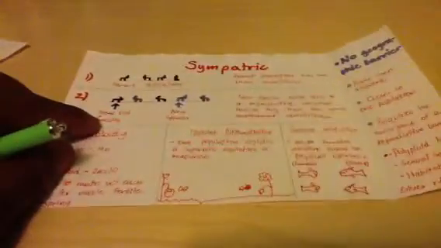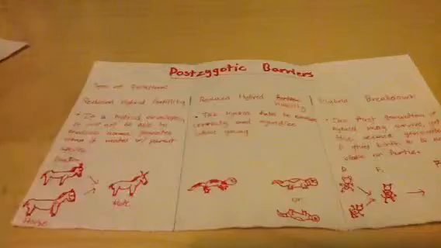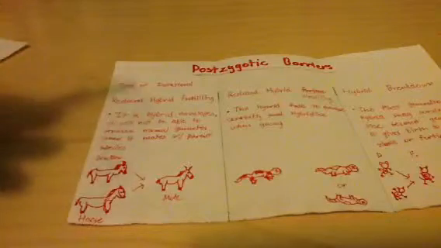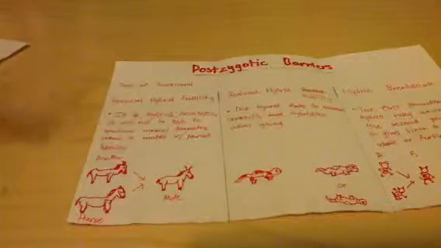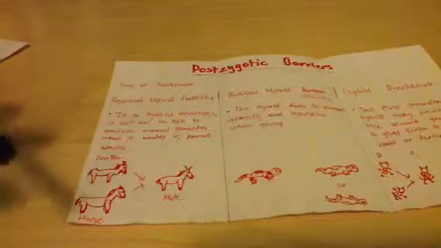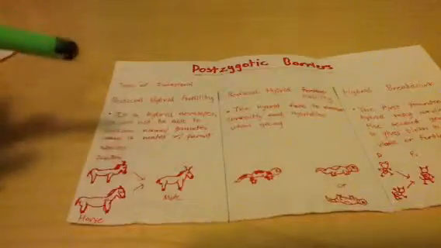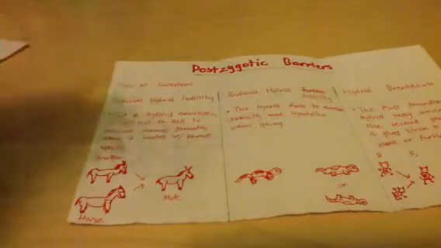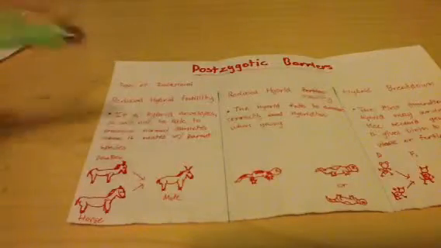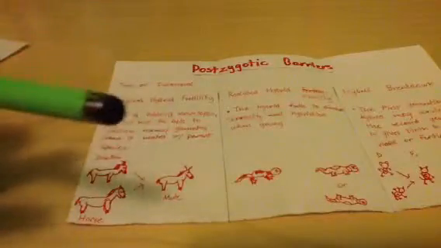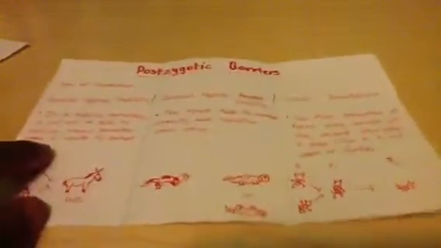Alright, here we have sympatric speciation. Oh snap, wrong thing. We have post-zygotic barriers. This is actually after the zygote is formed, so when you give rise to new organisms. Let's start with reduced hybrid fertility, meaning that the hybrid is actually born, but it's not able to be fertile, meaning it's sterile. So if the hybrid develops, it will not be able to produce gametes. You can see if a donkey and a horse mate, they create a mule, but the mule is sterile and it cannot produce any eggs or babies or anything.